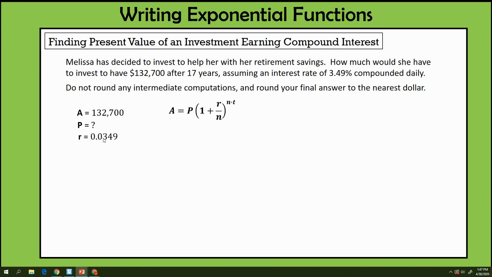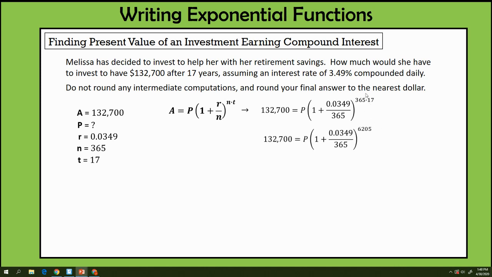We know the rate's going to be 0.0349, which is what 3.49% is when it's changed to a decimal. We know N is 365. We're going to do it 365 times, every day. We're going to compound the interest, and we're going to do it for 17 years. Okay, so load it in. So now I want A to be 132,700. P is still the P. 1 plus 0.0349 over 365 raised to the 365 times 17 power. If I do 365 times 17, I get 6,205.